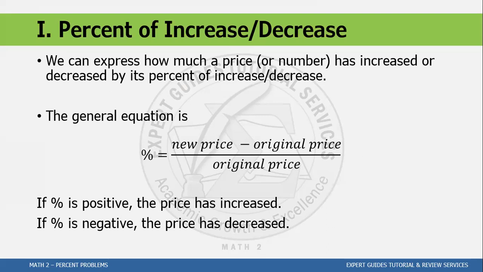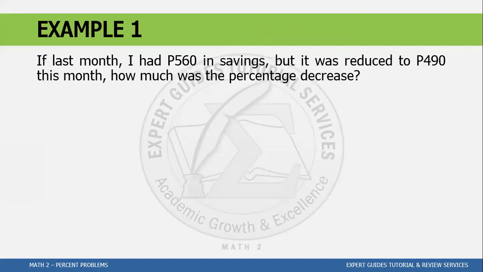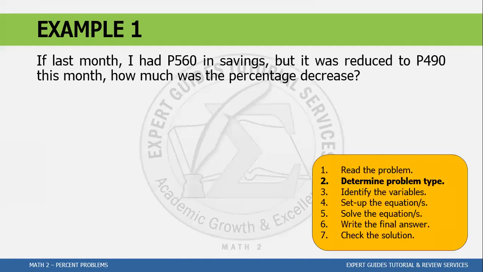So let's now answer an example. Example 1. If last month I had 560 pesos in savings, but it was reduced to 490 pesos this month, how much was the percentage decrease? When we're answering word problems, it's essential for us to follow a step-by-step process, even in our minds, even if it's not explicit. So in this case, we can try following this 7-step process.